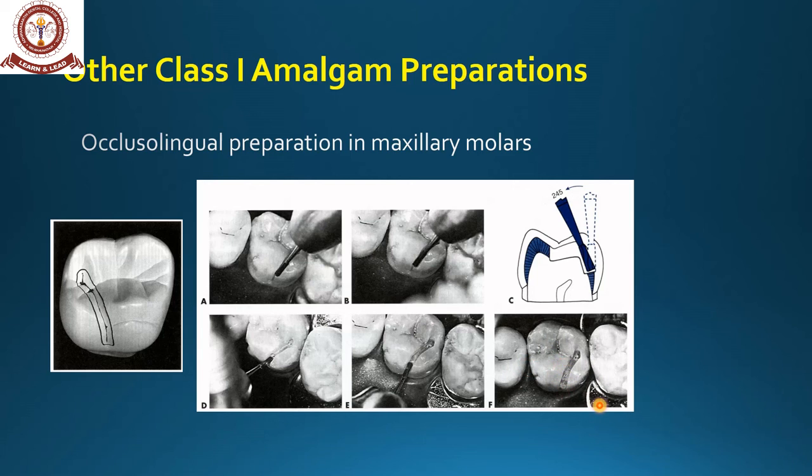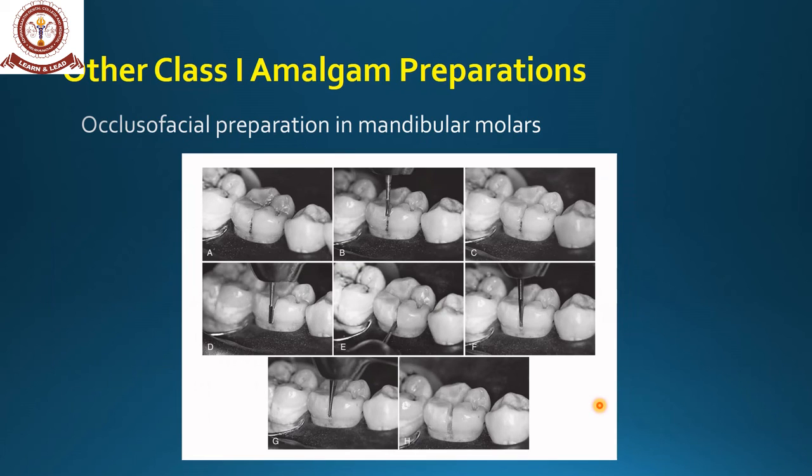The separate technique of matrix band placement, base placement and amalgam restoration we will see in the next class. Similar to the occlusolingual preparation of the maxillary molar, caries can occur in the mandibular molar facial grooves also. So the preparation is always the same. It is like class 2, but the proximal box we prepare in class 2 is wider, whereas it is very small in the case of a facial or lingual fissure.